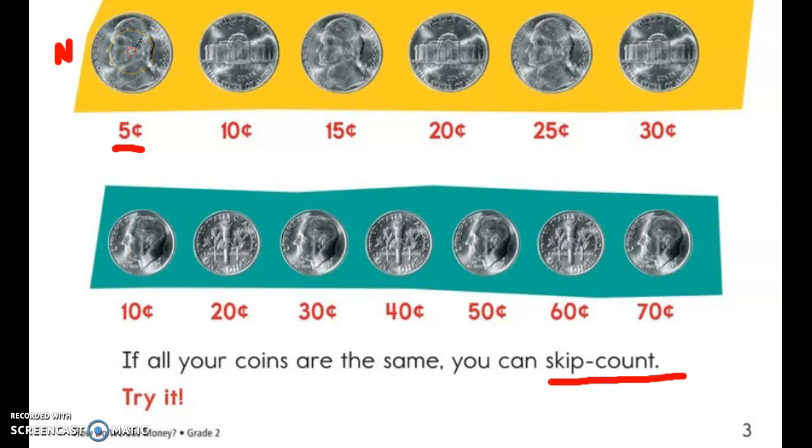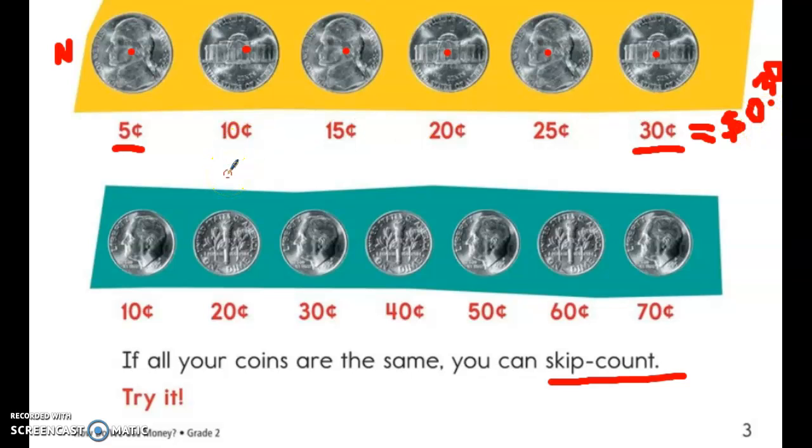Okay, let's go. Count with me. 5, 10, 15, 20, 25, 30. So how much money do I have in nickels? I have 30 cents. And here's another way to write 30 cents. You can put a 0, a decimal point, and 30. Now, Mrs. Bird, why do I have to put a 0? Because I don't have any dollars.